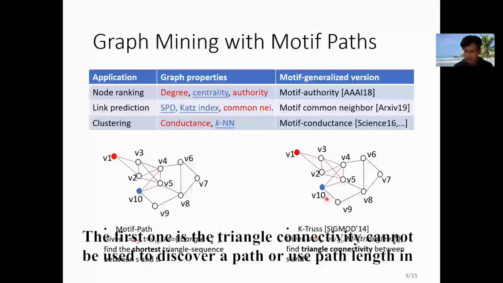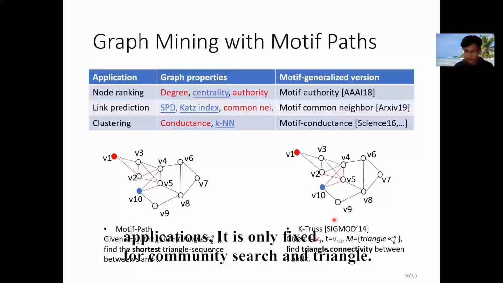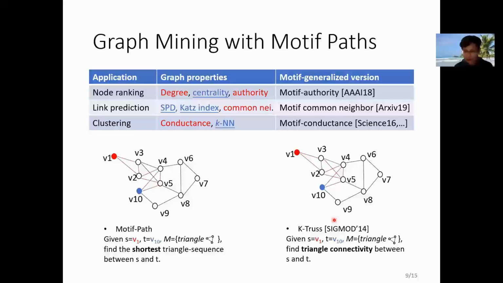The first one is that triangle connectivity cannot be used to discover a path or path length, or be used in the graph mining area. And second, this concept cannot be extended to other motifs or other applications. It is only fixed for community search and using the triangle.